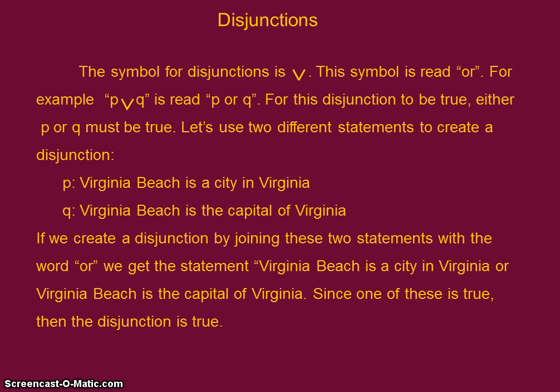Let's use two different statements to create a disjunction. P says Virginia Beach is a city in Virginia. Q is Virginia Beach is the capital of Virginia. Well, P is true because it is a city in Virginia, but Virginia Beach is not the capital, so that would be false. So if we create a disjunction by joining these two statements with the word or, we get the statement Virginia Beach is a city in Virginia or Virginia Beach is the capital of Virginia. Since only one of those has to be true, then the disjunction is true.